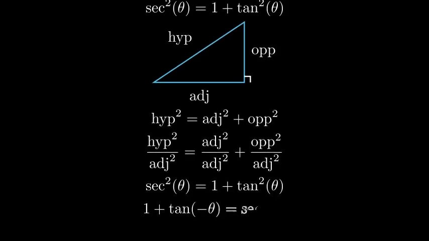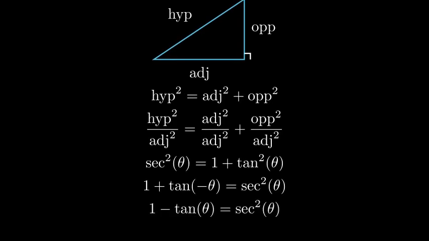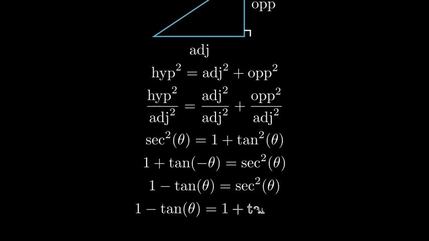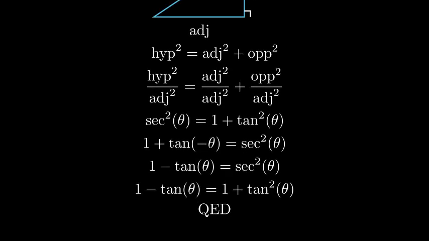We started with 1 plus tangent of negative theta equals secant squared theta. We showed that tangent of negative theta equals negative tangent theta, giving us 1 minus tangent theta. We know that secant squared equals 1 plus tangent squared. Therefore, 1 minus tangent theta must equal 1 plus tangent squared theta. And this is indeed true, completing our proof.